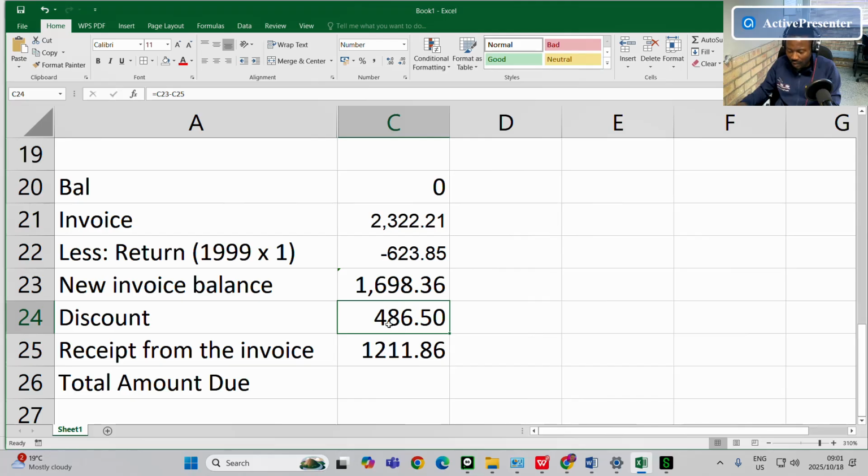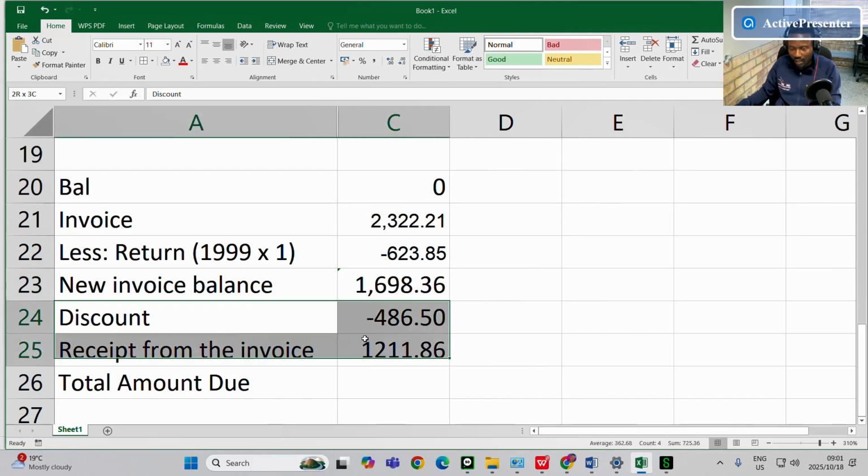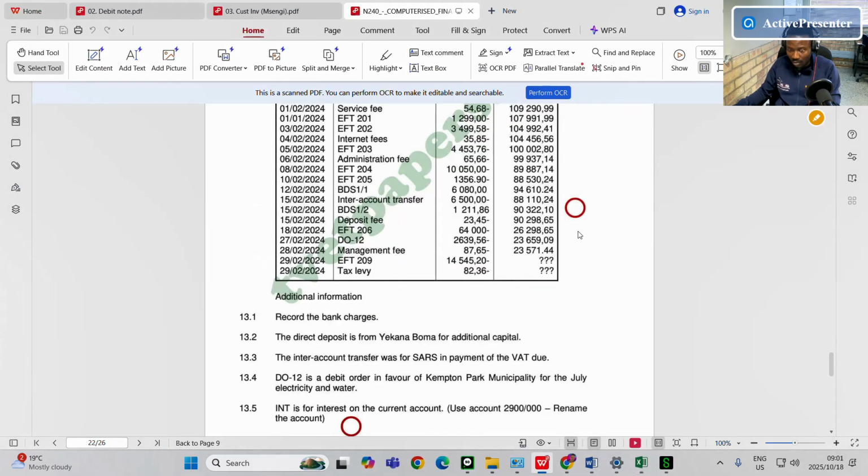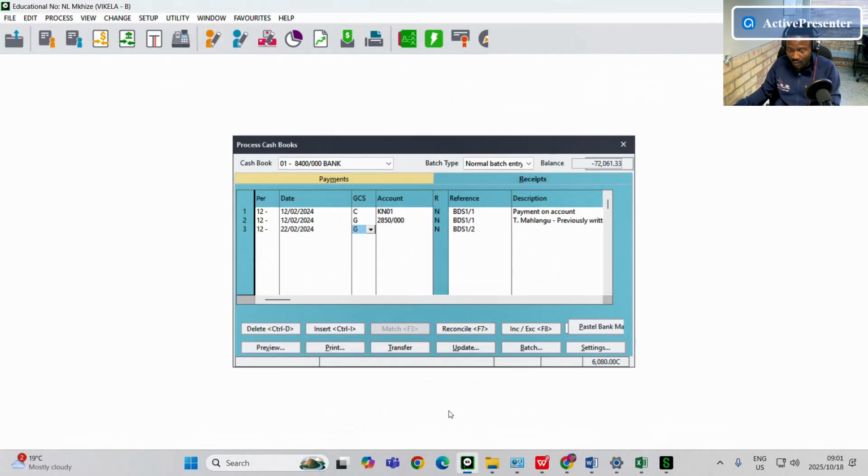Okay, let me do it this way. So this should be negative. Yeah, because remember this amount should be negative because you take the new invoice balance minus your discount to get your receipt. So when we are recording on the system, we're going to record these two. We're going to record the discount and the receipt. Right, so let us record.